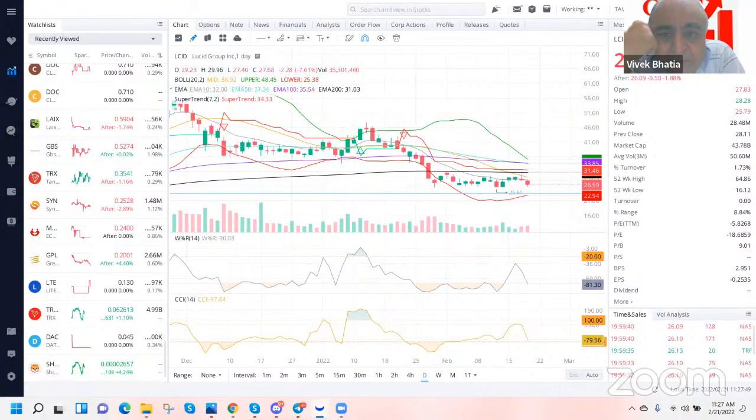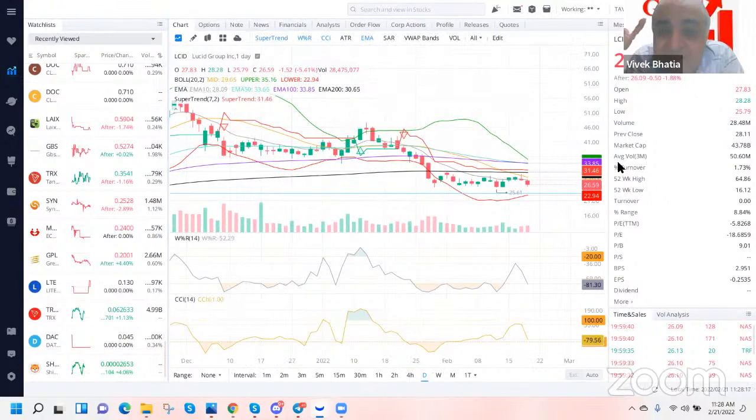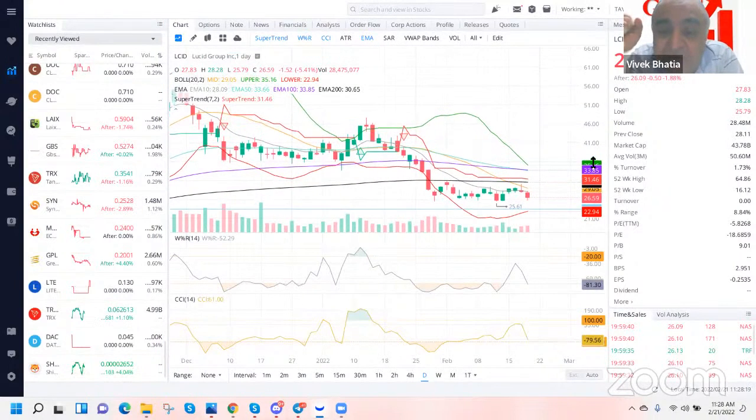So after the ballooning, now the contraction is in process. If the balloon contracts and becomes a tubular form, you can expect the tube to continue sideways for some time before the expansion starts again. But the contraction has already started. The upper Bollinger Band is coming down. The lower Bollinger Band has curved up. So the bands have now started contracting and squeezing.